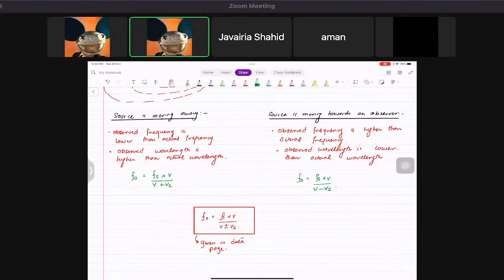Alright? So you just need to remember that it's positive when the source is moving away and it's negative when the source is moving towards. Okay? Any questions up till now?